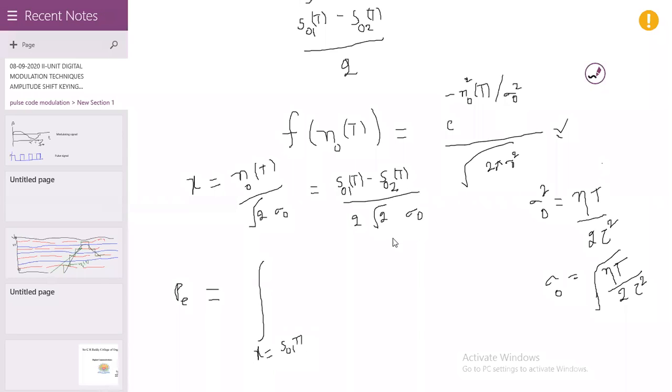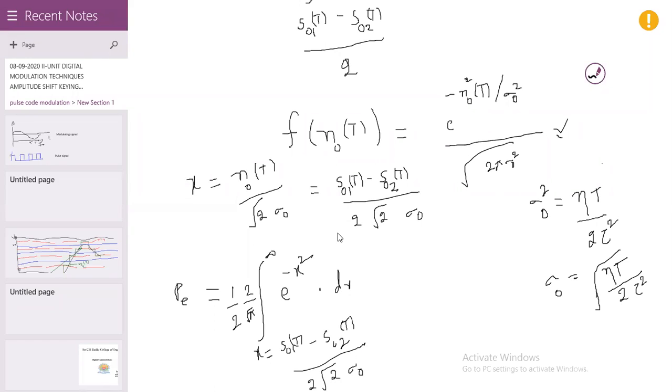Otherwise keep it as x. This is all from x to infinity of 1/2, 2/√pi e to the power of minus x square into dx. Here x is equal to s naught 1 of t minus s naught 2 of t divided by 2 into √2 sigma naught.